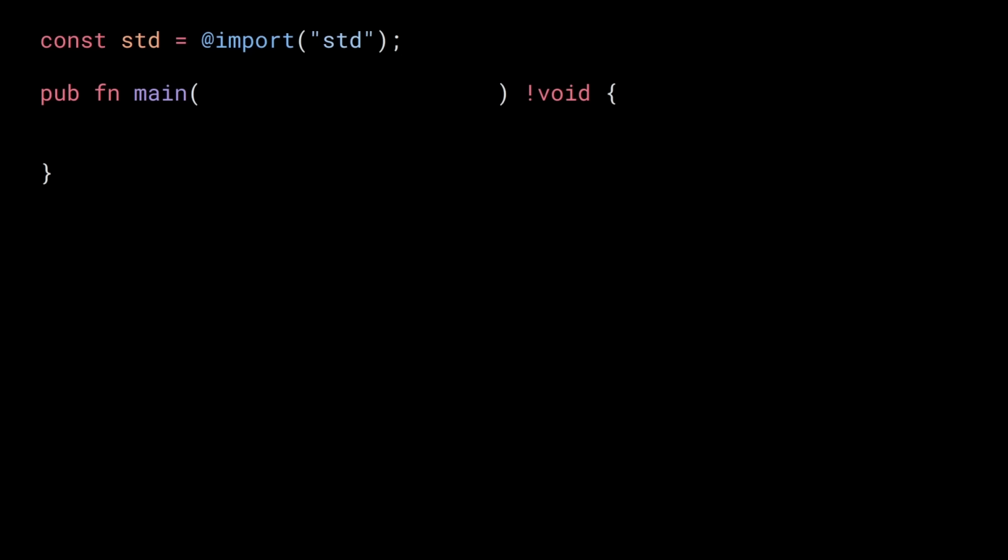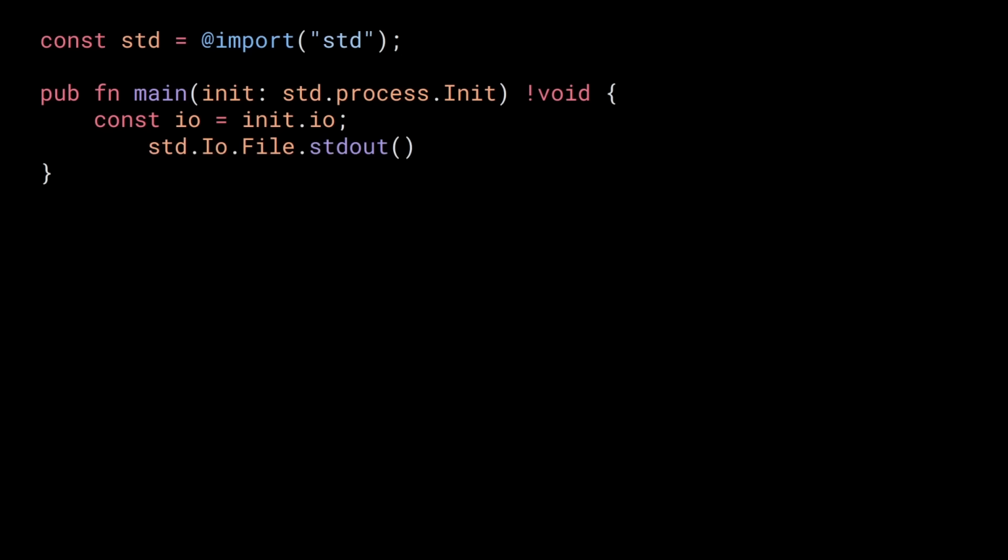So let's try it by printing hello world to the standard output. So let's define our main function with the init parameter of type std process init. Let's copy init.io for convenience. Then we can write to std out by getting its file handle with std.io file.std out, and then calling write streaming all with the I/O implementation and the hello world string. And that's pretty much all you need to do with this new I/O parameter.